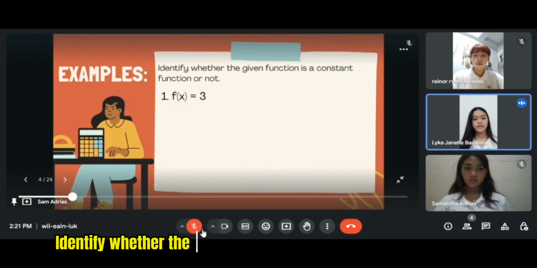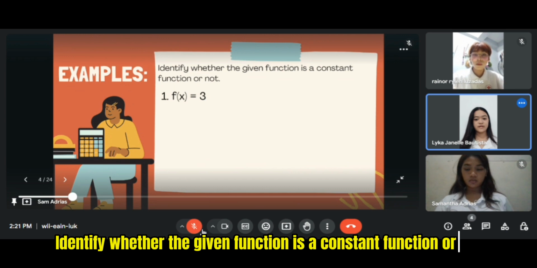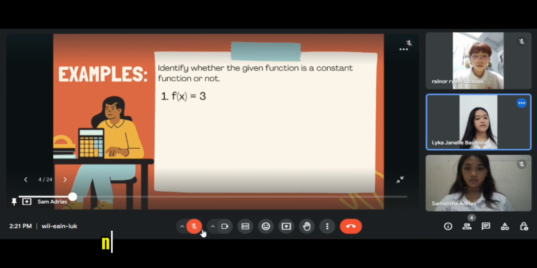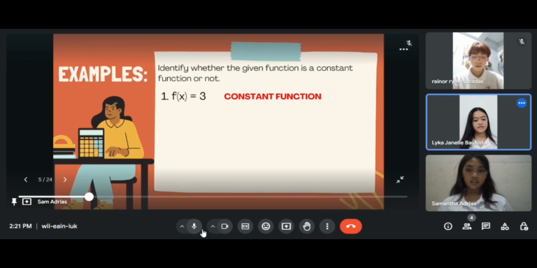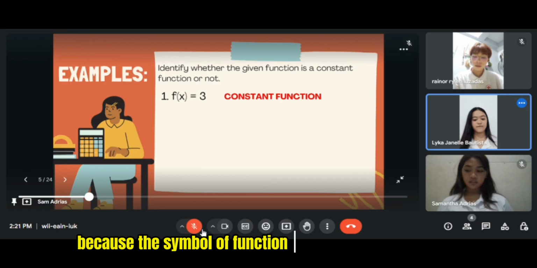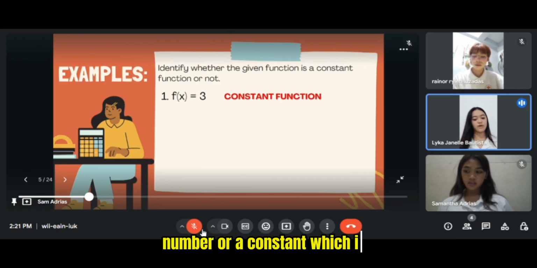Identify whether the given function is a constant function or not. Number 1. f(x) = 3. Is it constant or not? Yes, because the symbol of function f(x) is equated to a number or a constant, which is 3.